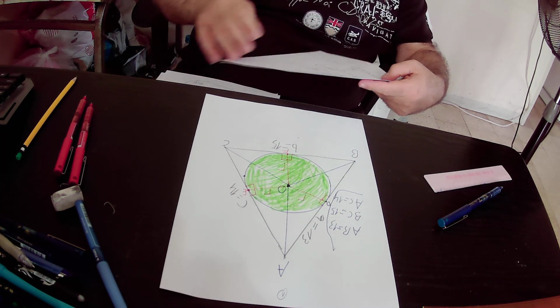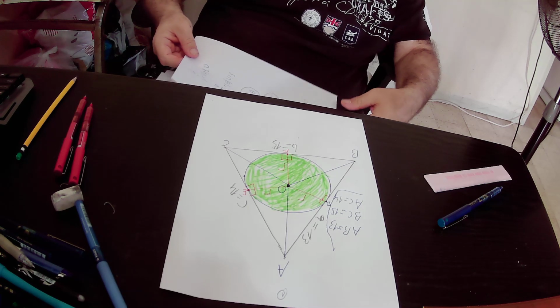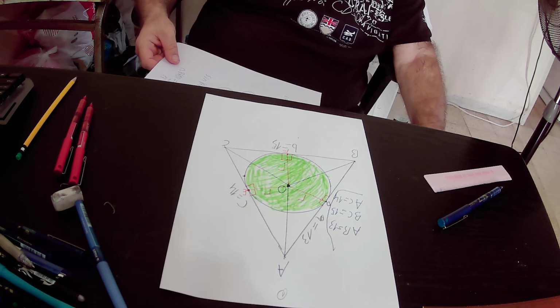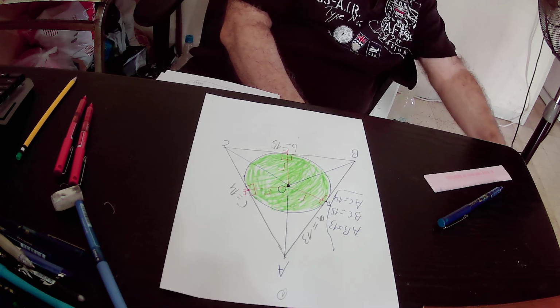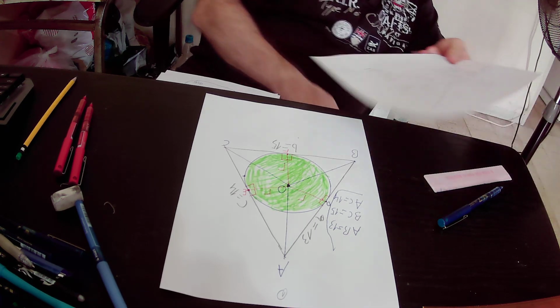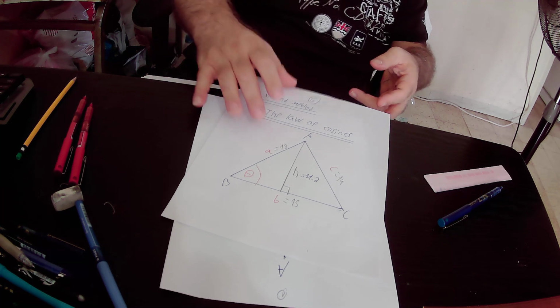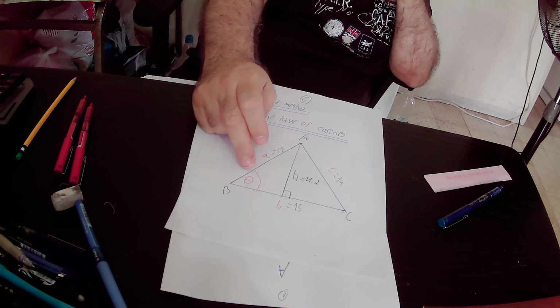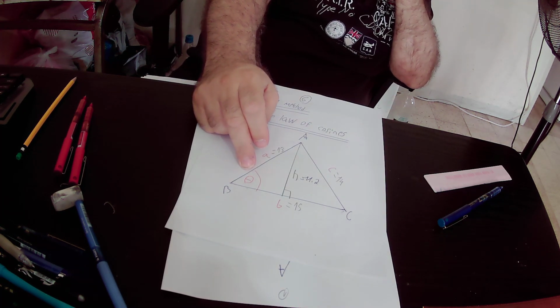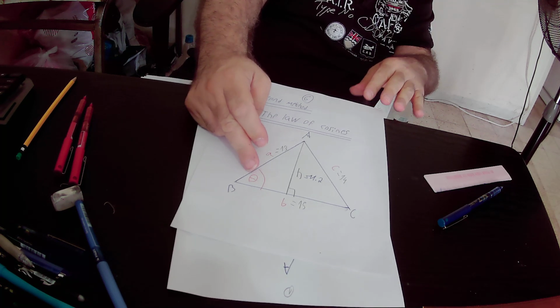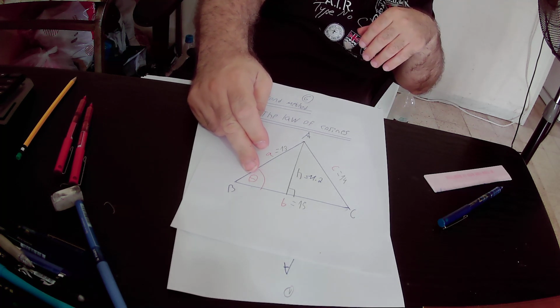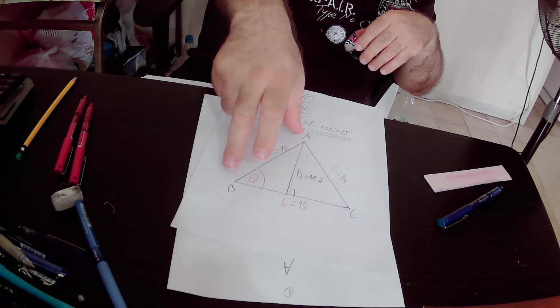Then when we found out the value of theta, we found out that the value of theta is 59.5 degrees, more or less. So sine theta equals h over a.